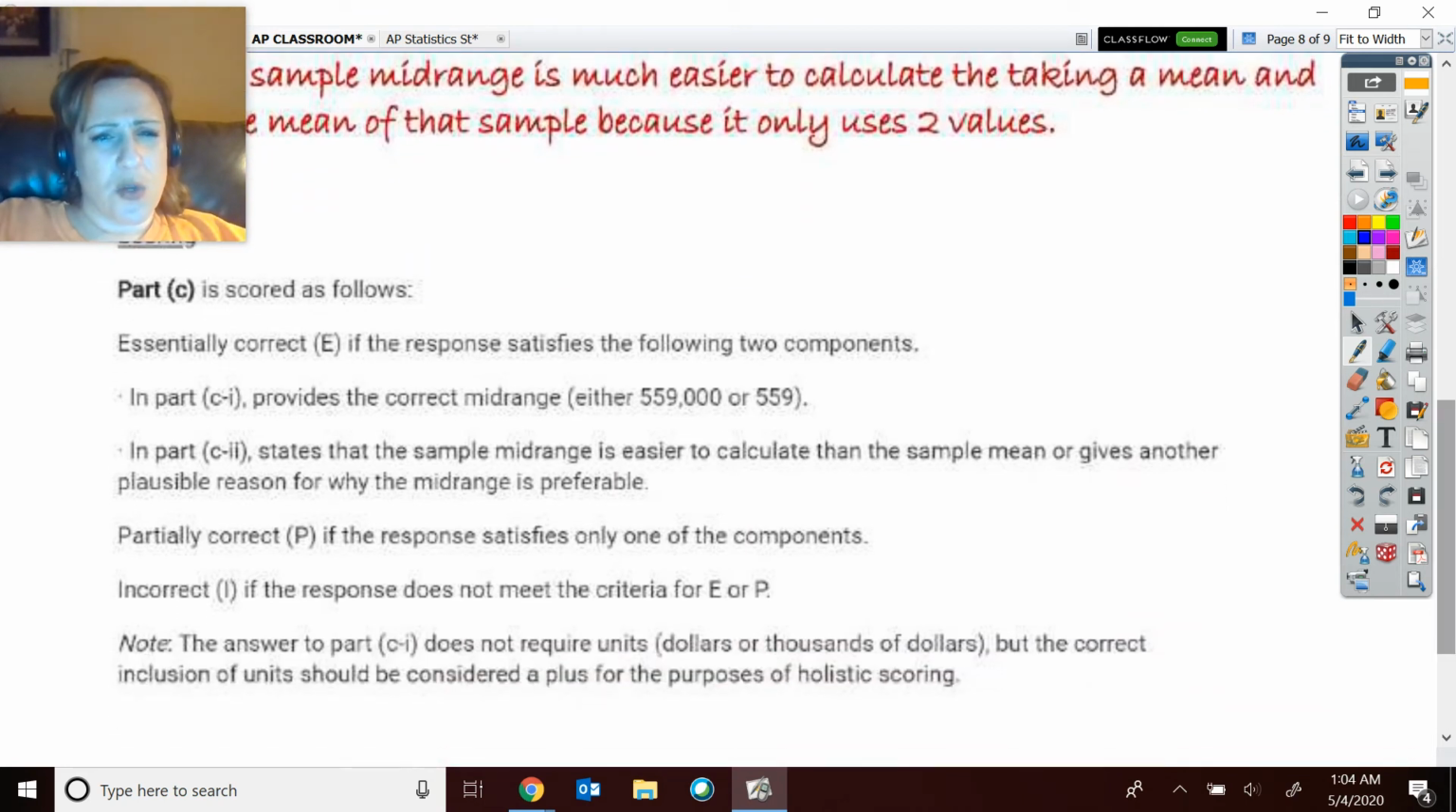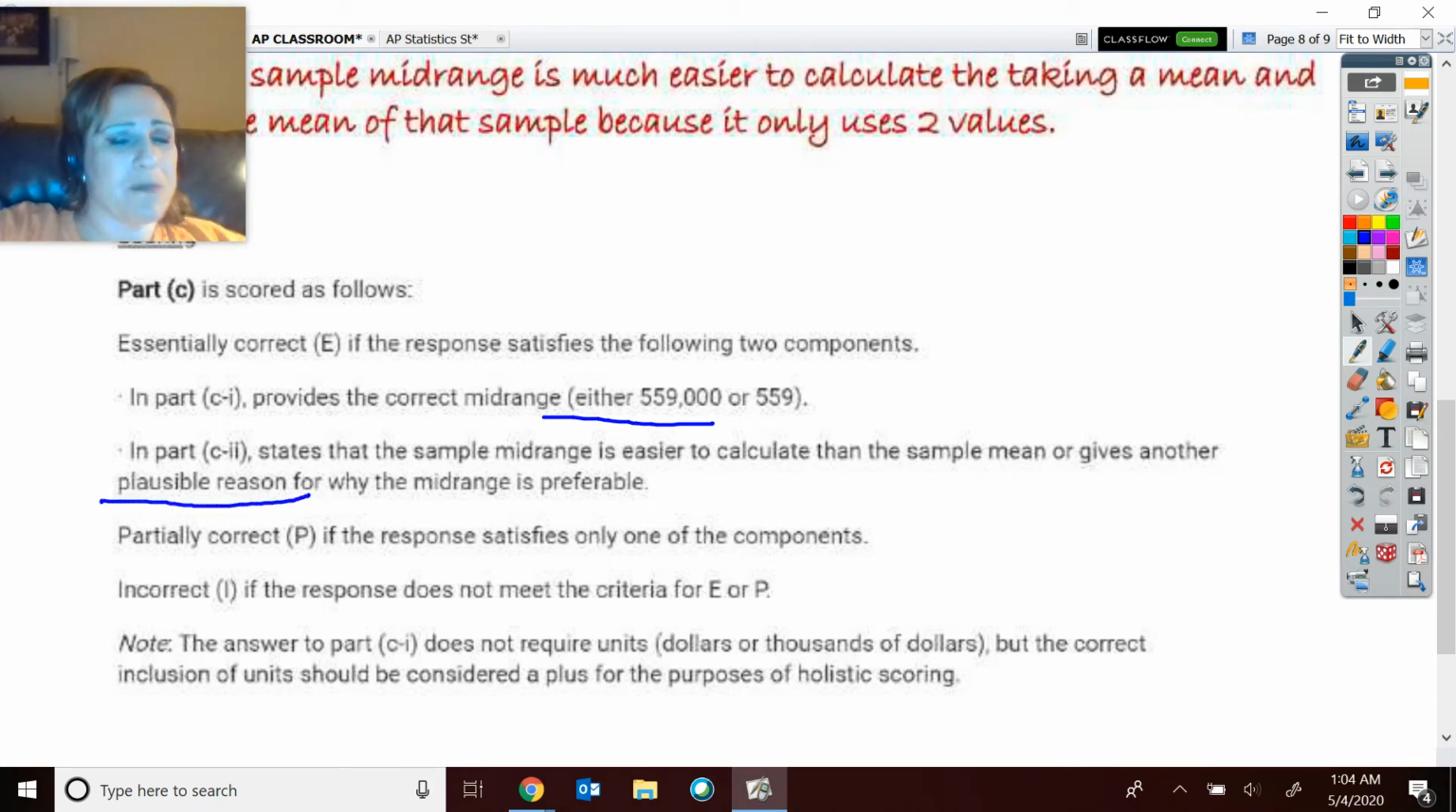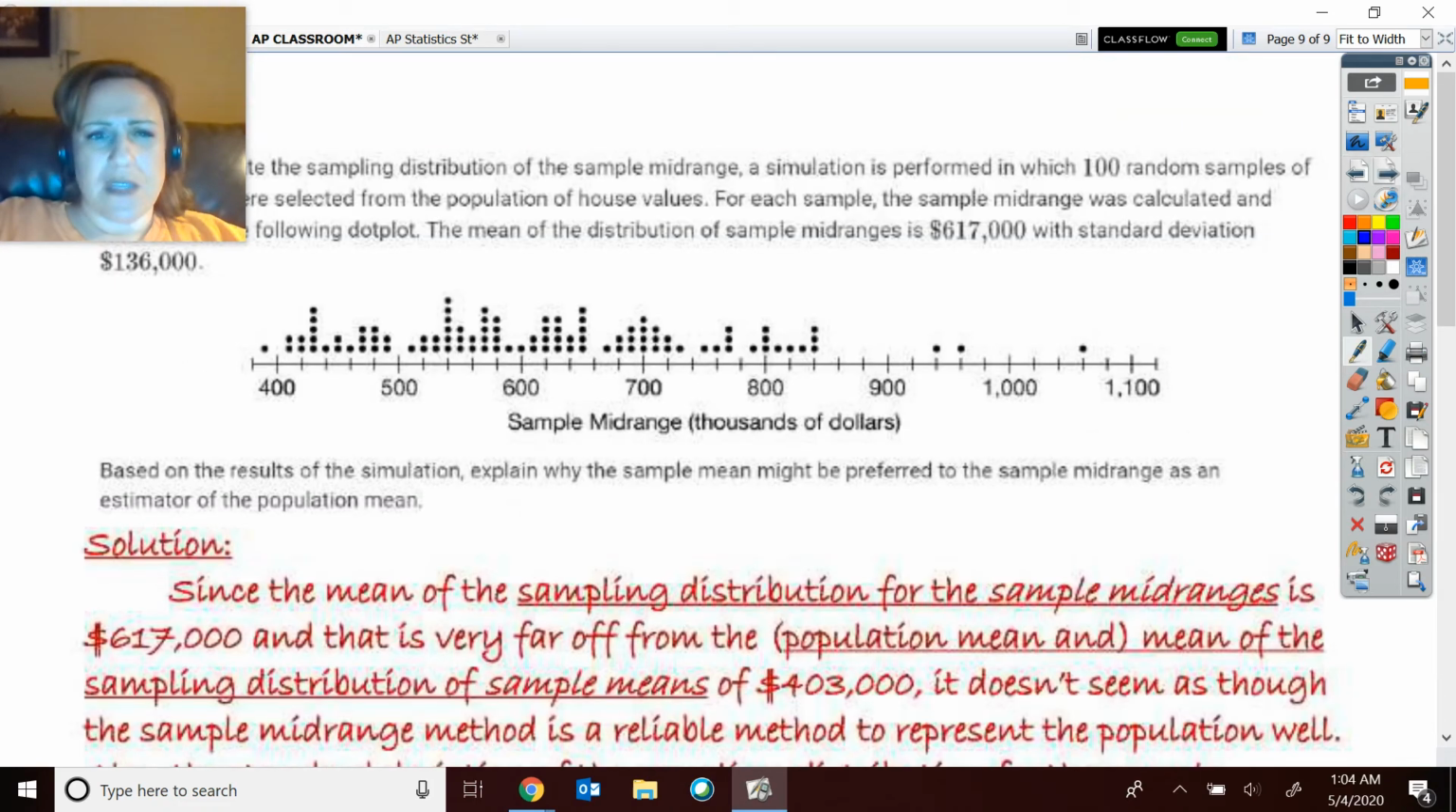All right, so to get the full credit, you had to actually do the correct computing and then say it's easier to calculate because, and then it just says give a plausible reason of why the mid-range is preferred. All right, next.